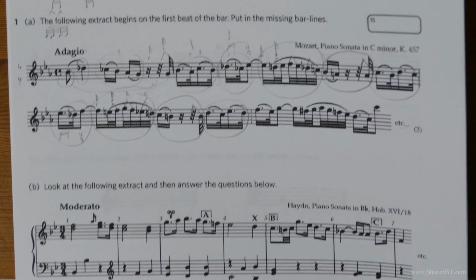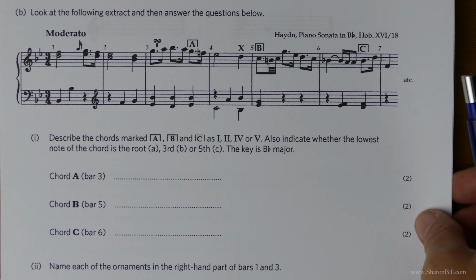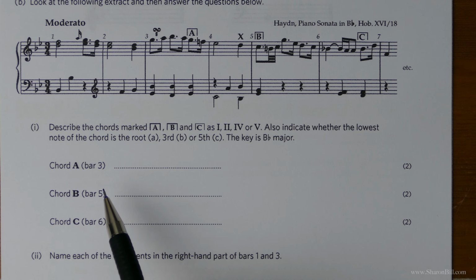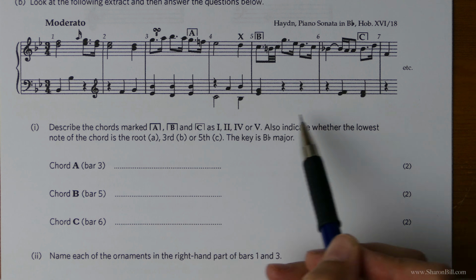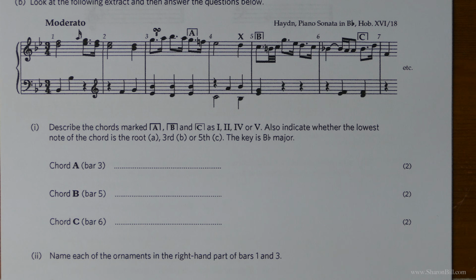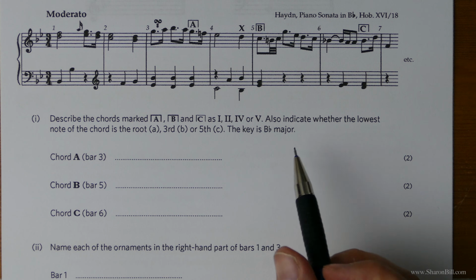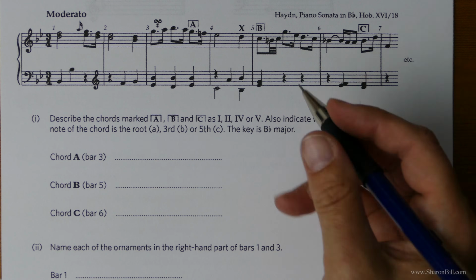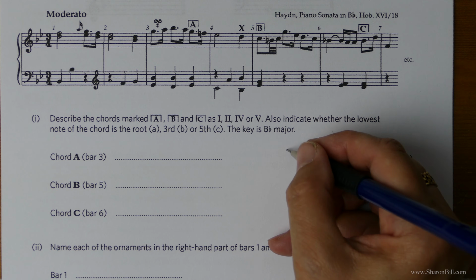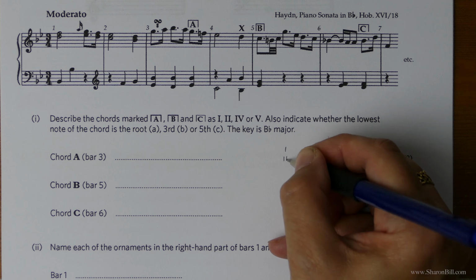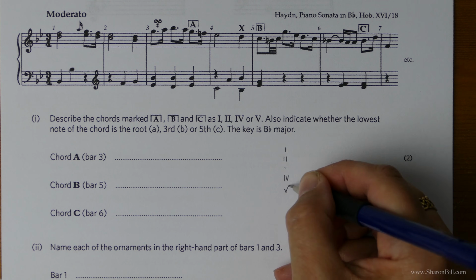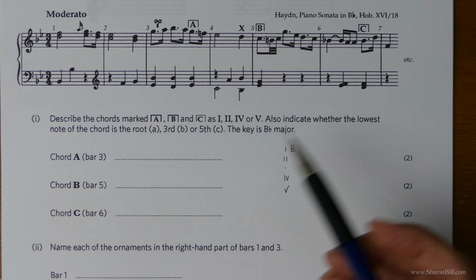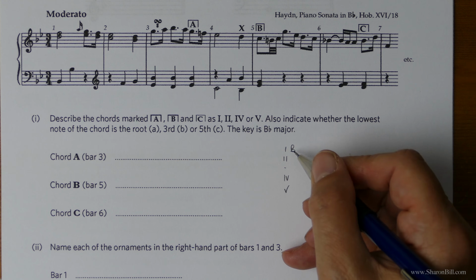So question B now asks us to look at a different Mozart extract, and we're going to have to do a little bit of descriptive work here, talking about the harmonies that are going on and some of the other melodic issues. They helpfully tell us that the key is B flat major, and so we can already allocate our chords. I know we've got flats going on, but the key signature takes care of that. We don't need to worry about writing those down.